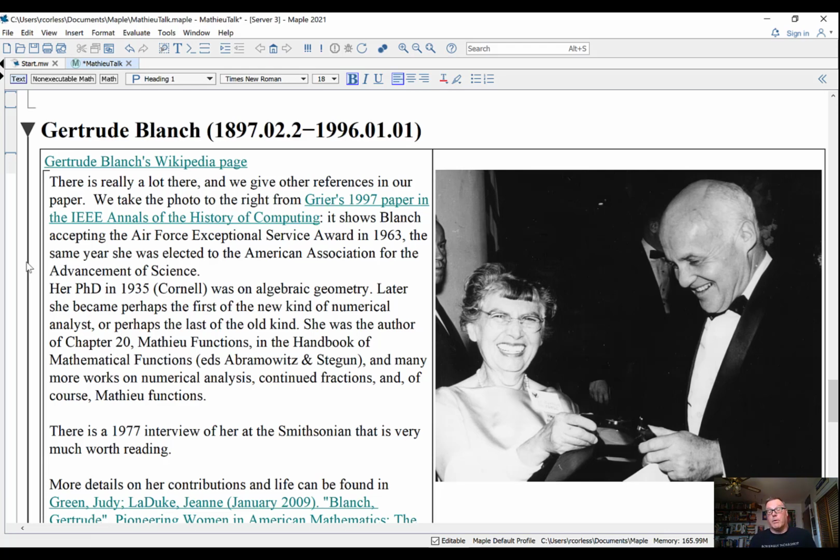She wrote one of the first textbooks on modern numerical analysis. She wrote papers on continued fractions and, of course, on Mathieu functions themselves. There's Greer's 1997 paper, from which I took that photo, in the IEEE Annals of the History of Computing. Blanche really has a substantial place in the history of computing for her role in the Mathematical Tables project. She also helped to found one of the modern journals for this, Mathematics of Computation.